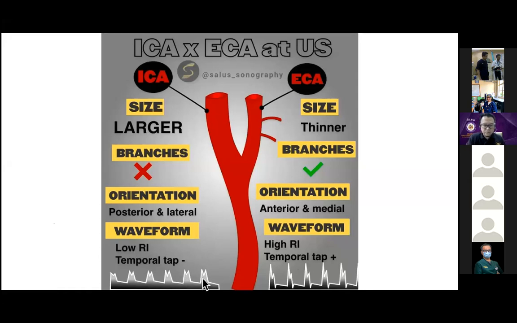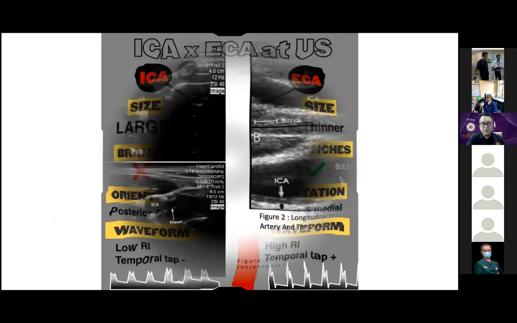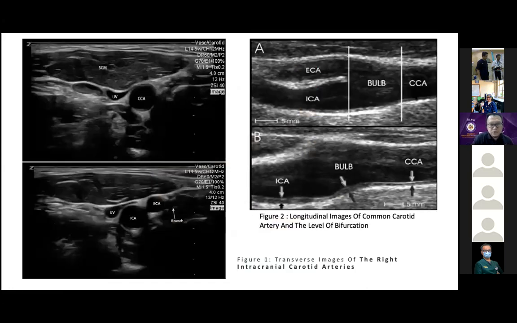So people also perform what they call a temporal tap. Honestly, I never performed this temporal tap. Temporal tap means when you put the probe at the ICA or especially the ECA, you tap at the temporal artery. Basically, you can see the spike here, the spike in the waveform. So that indicates this is the ECA. In the ICA, basically, this is a negative temporal tap.